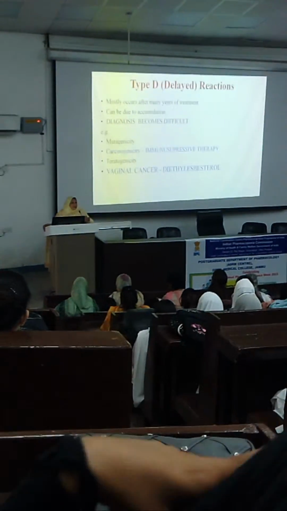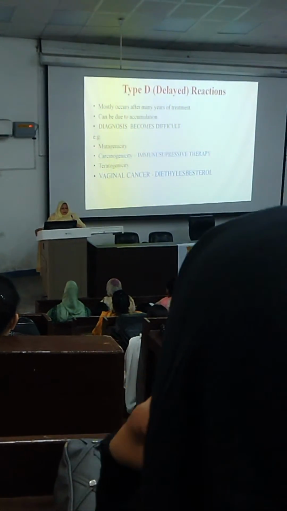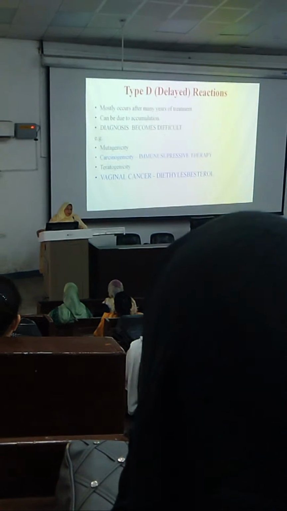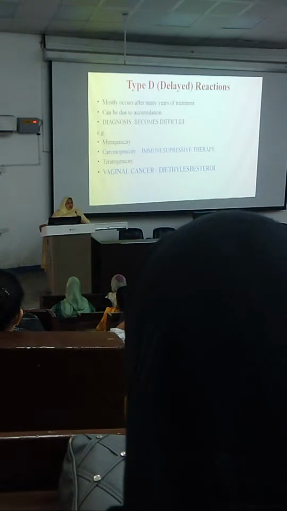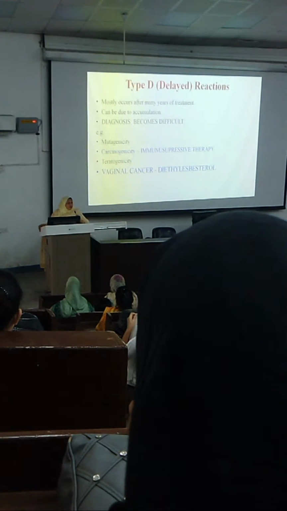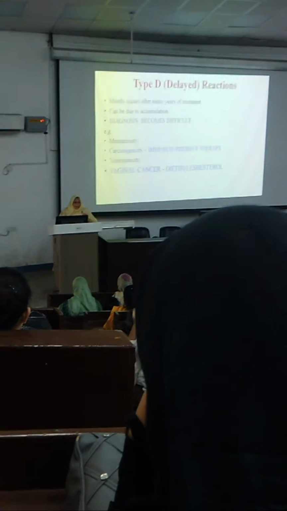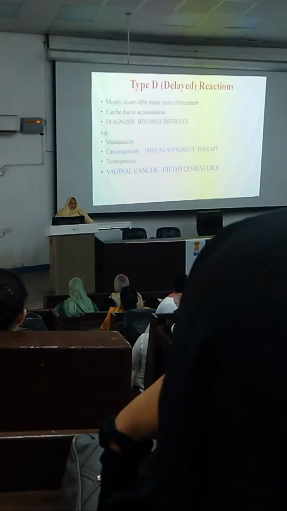है। म्यूटोजेनिसिटी, ये हमारे डीएनए में क्रोमोसोम्स में चेंजेस लाते हैं। कुछ ड्रग्स जो हैं अगर बड़ी देर तक लिए जाए और पेशेंट प्रेग्नेंट हो तो इट कैन कॉज टेराटोजेनिसिटी, abnormal congenital malformation of the fetus can be there. So these are some of the examples of type B or delayed reactions.